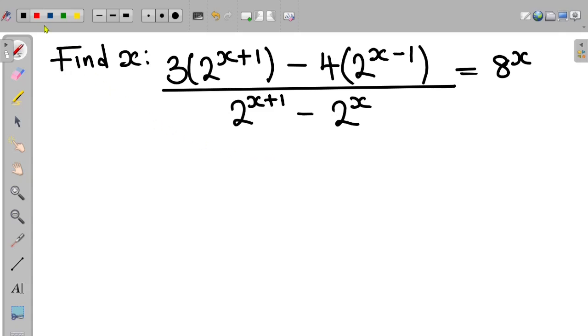Hello everyone. In this video, we are asked to find the value of x given that 3 multiplied by 2 to the power of x plus 1 minus 4 multiplied by 2 to the power of x minus 1, all divided by 2 to the power of x plus 1 minus 2 to the power of x, is equal to 8 to the power of x. So our focus will be on how to simplify the left hand side.